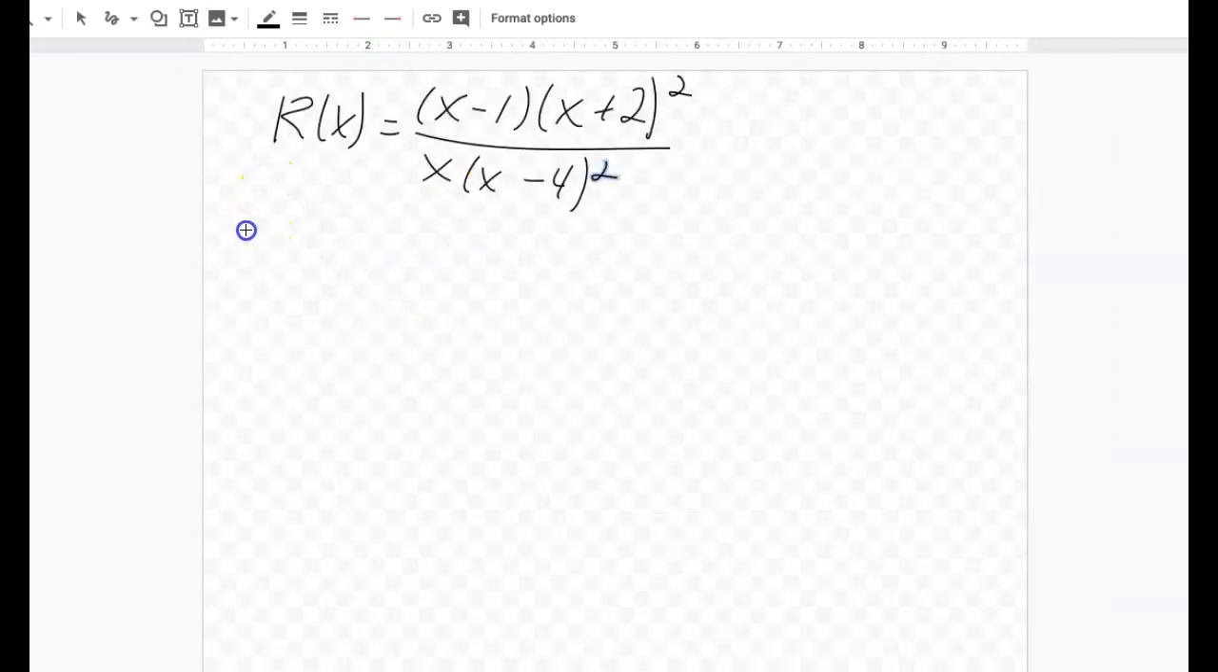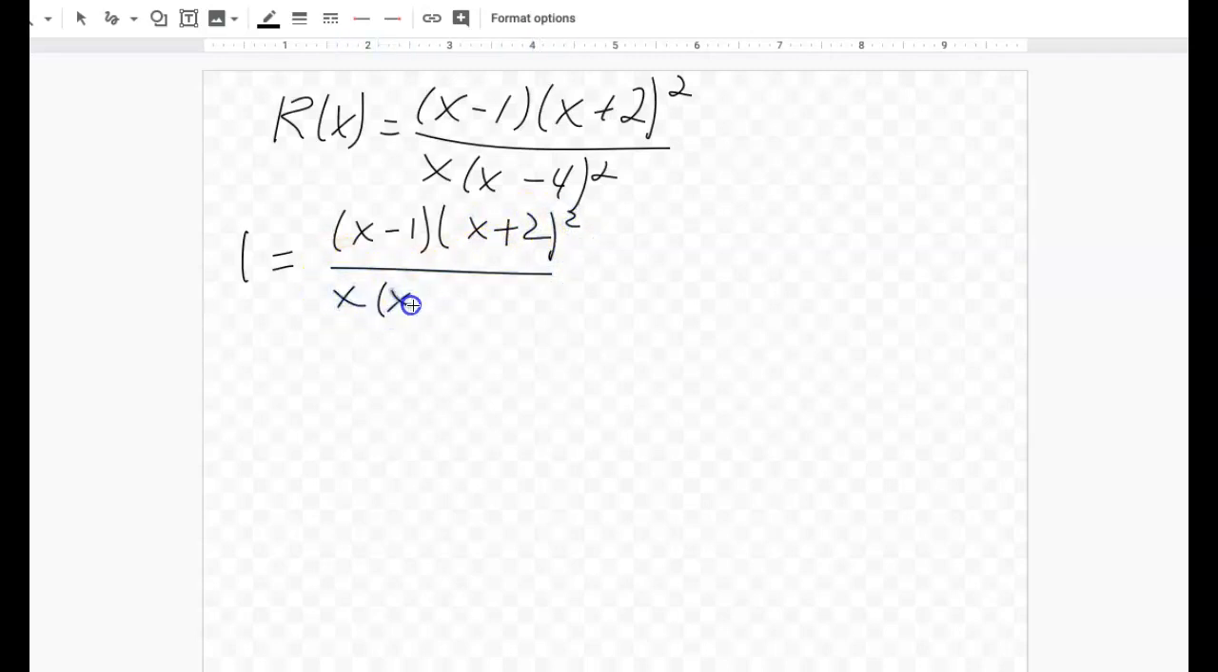So we need to solve 1 equals, and we need to start multiplying this out. Well, let's just take our time. (x minus 1)(x plus 2) squared over x times (x minus 4) squared. So we'll want to begin by multiplying both sides by x times (x minus 4) squared. And so we'll have x times (x minus 4) squared equaling (x minus 1) times (x plus 2) squared.